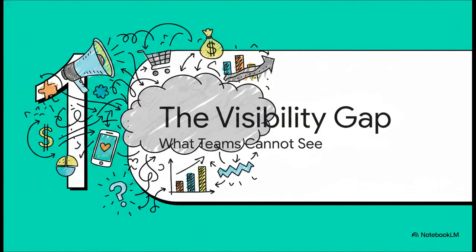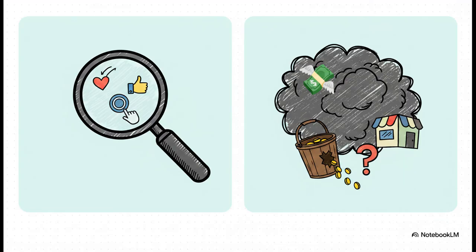All right, Section 1, the visibility gap. Let's talk about what teams are totally missing. You know, running marketing across multiple channels really creates this sort of illusion of performance. You feel like you're doing a lot, but look at the stark contrast here. On the left, we've got what teams can easily see: clicks, impressions, website traffic, engagement. Basically, classic vanity metrics. They look amazing in a monthly PowerPoint presentation, sure.